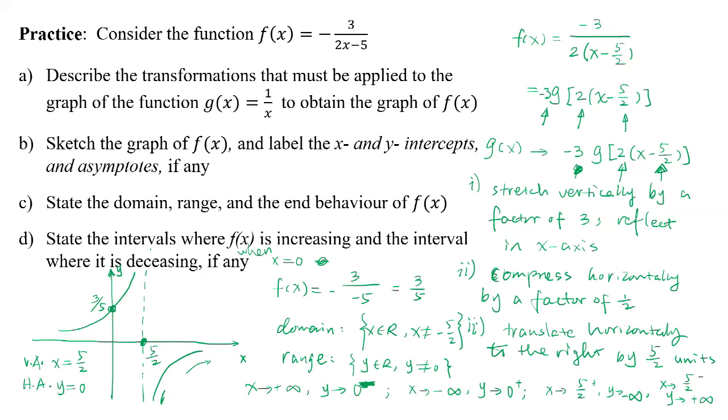Okay, question D. State the interval where f(x) is increasing and the interval where it is decreasing. There is no decreasing interval. There are 2 increasing intervals. First, from negative infinity to 5/2, exclusive. The next increasing interval is from 5/2 to positive infinity.